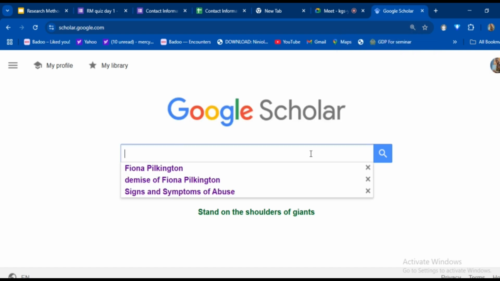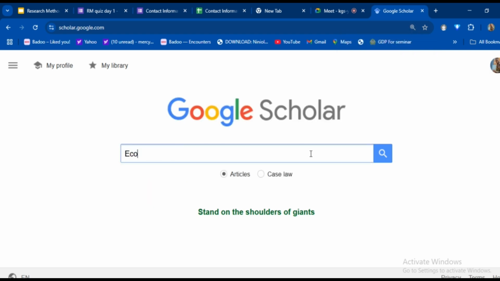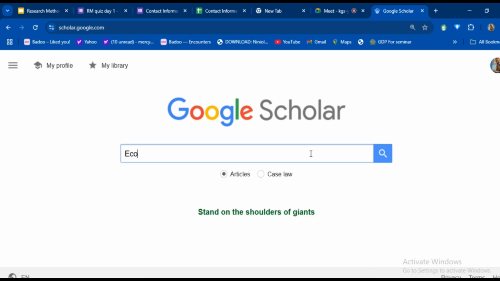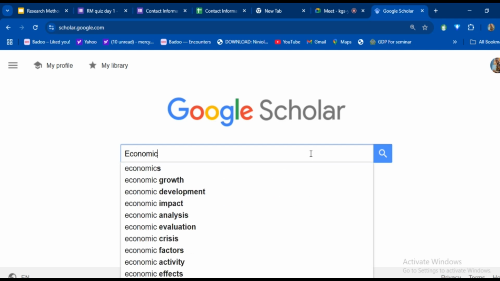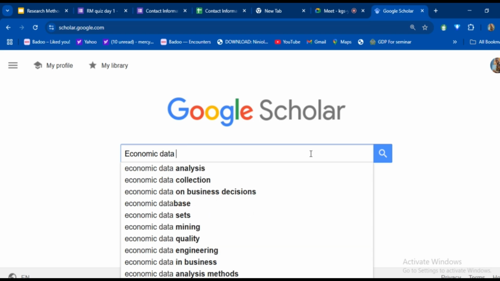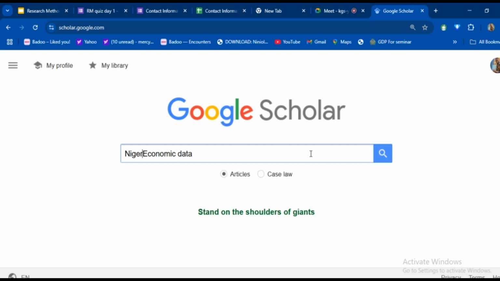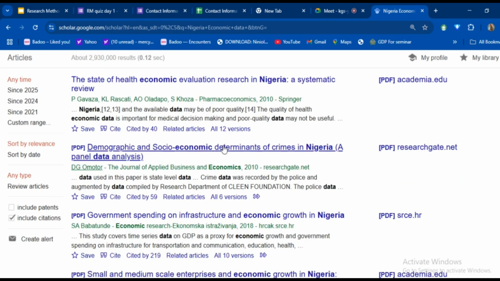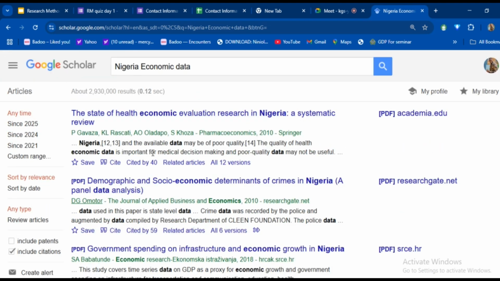So let's say, sorry, me that loves econometric data, all right? I love economic data, and I would just want to type economic data in Nigeria. Let me just write Nigeria economic data as the keywords, right? And I search, and then look at this, all these are journals. Most of the articles in Google Scholar are journals.